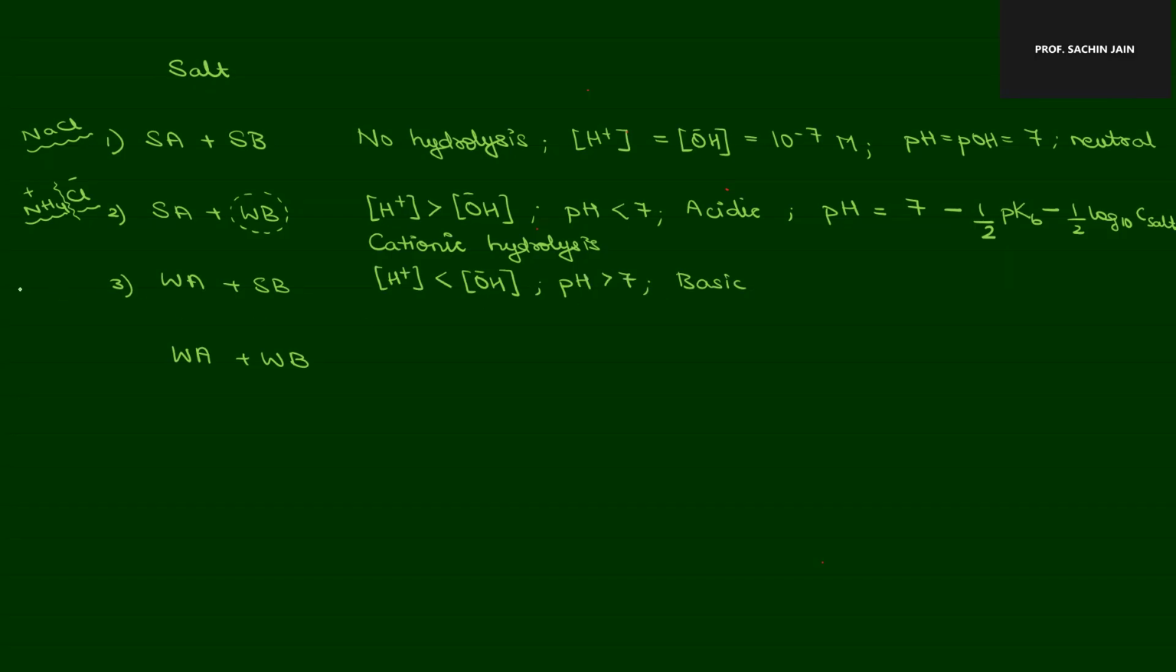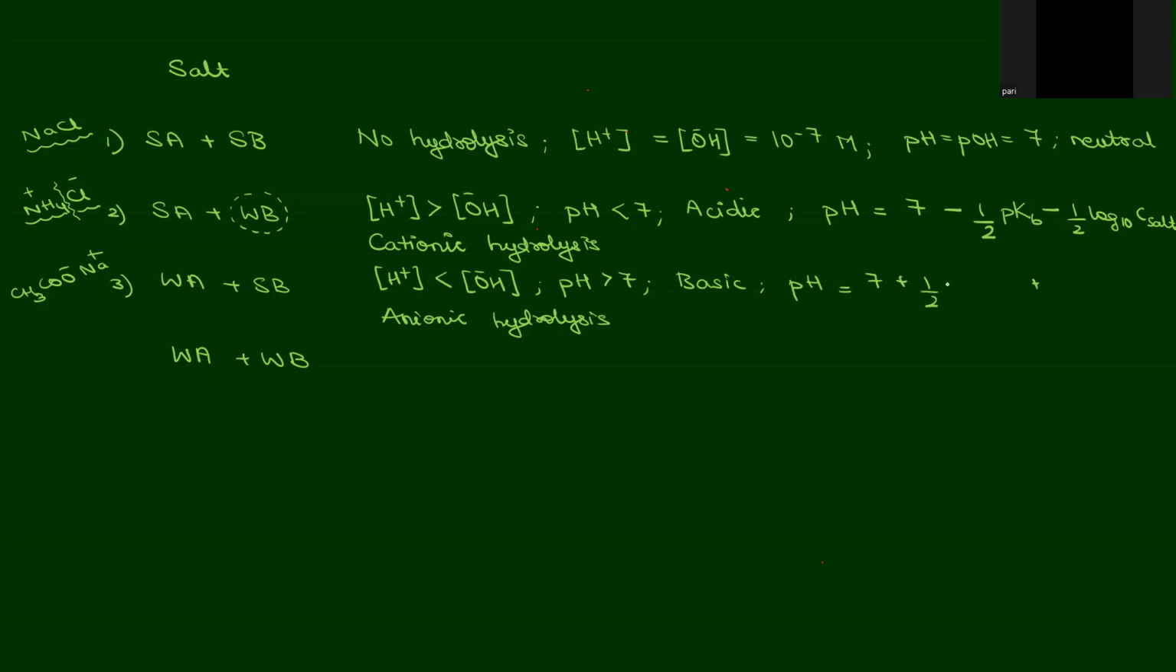And which ion is involved in the hydrolysis? Anionic hydrolysis. And the formula will be 7 plus, and plus में half of pKa, weaker component acid है, और half log of C to the base 10.